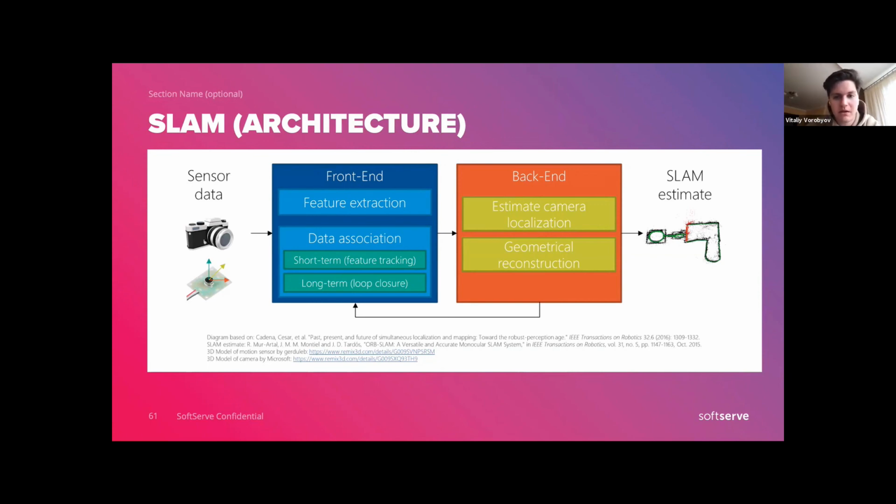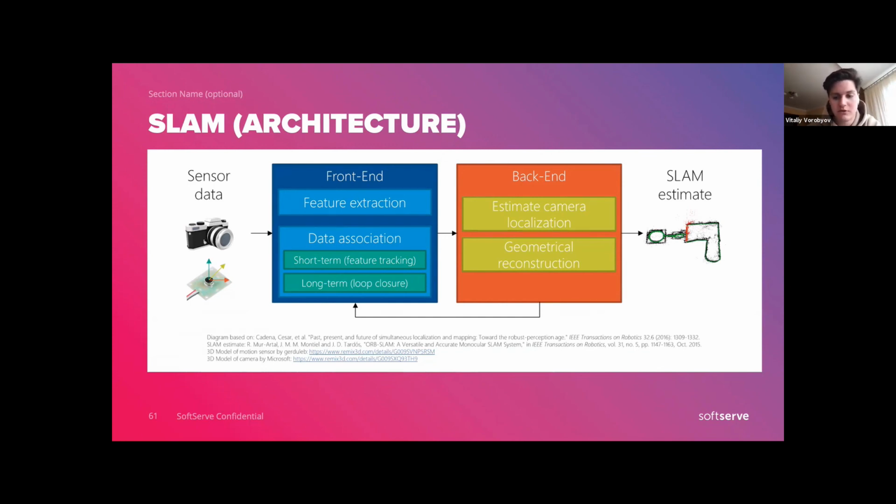The next step is the backend of SLAM, and it takes care of establishing the relationship between different frames, localizing the camera with pose model, as well as handling the overall geometrical reconstruction. Some algorithms create a sparse reconstruction based on the key points. Others try to capture a dense 3D point cloud of the environment. The SLAM estimate is the final step of this architecture, and it is the result containing the tracked features, their locations and relations, as well as the camera position within the whole world.